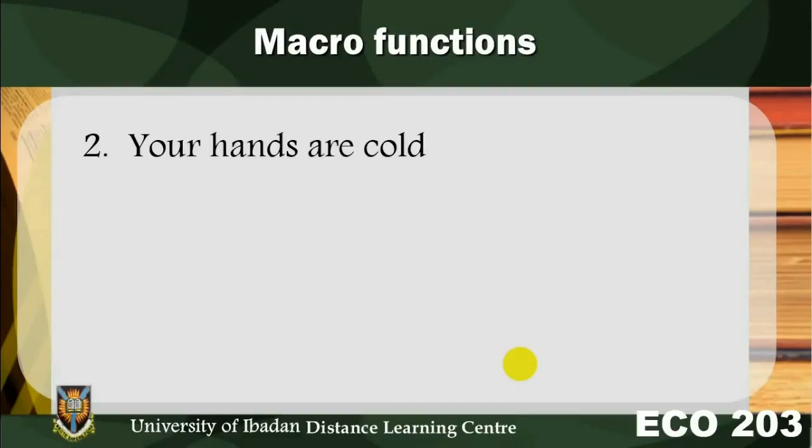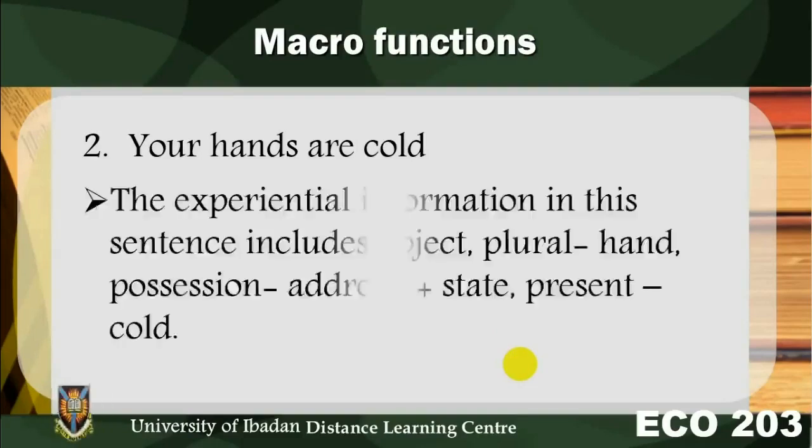2. Your hands are cold. The experiential information in this sentence includes object, plural and possession, address, plus state, present, cold.